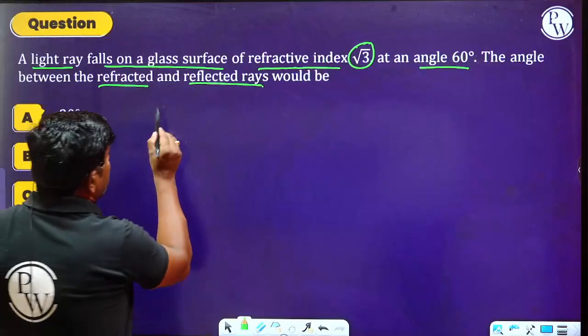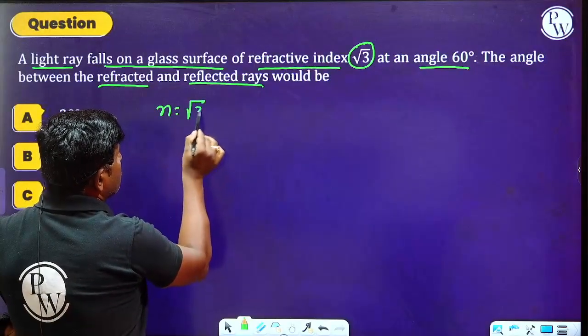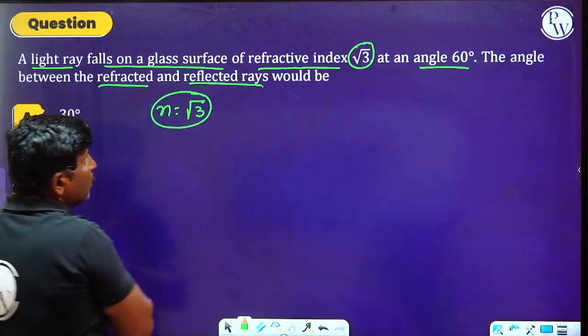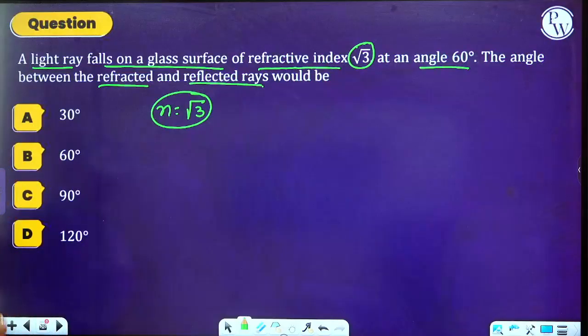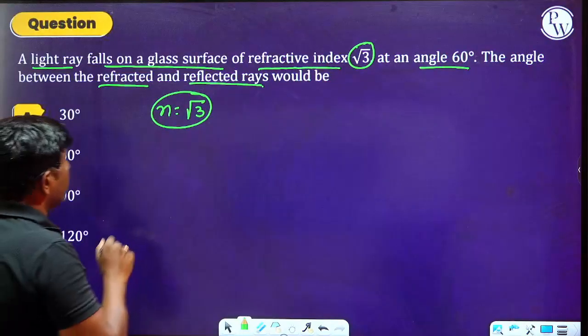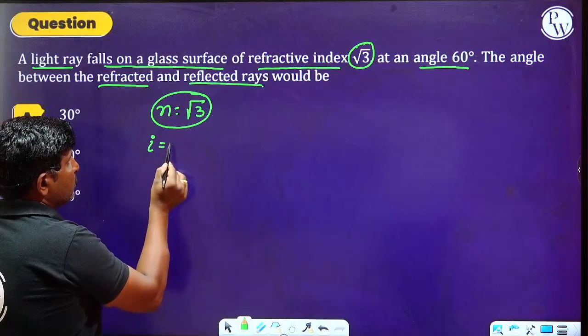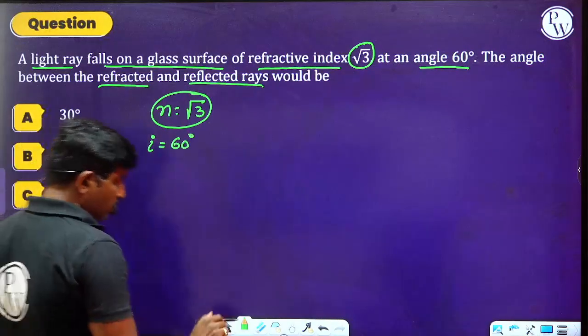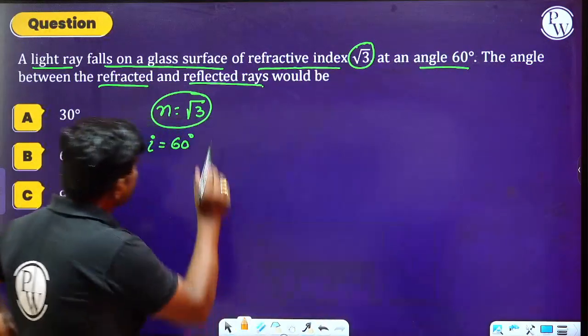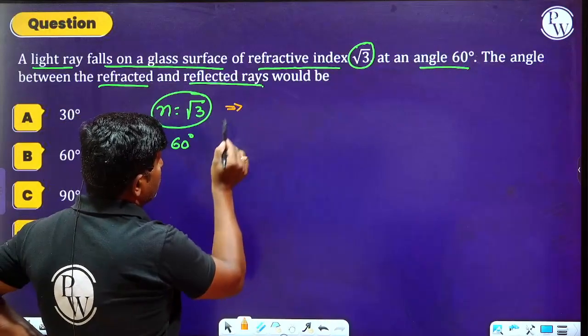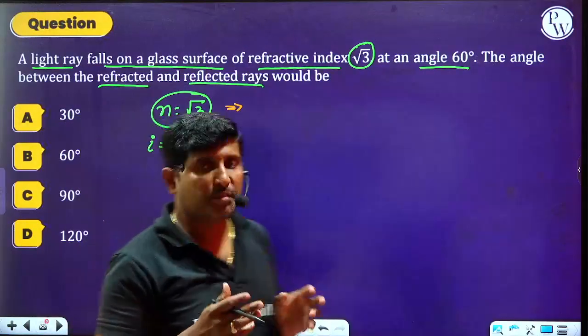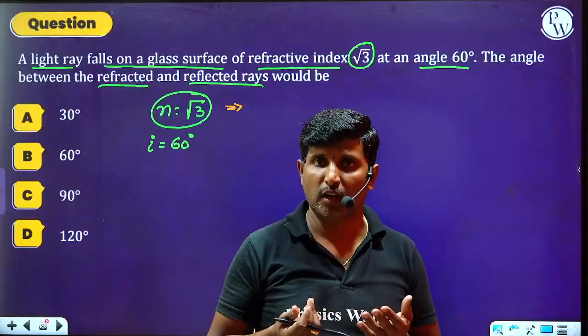So refractive index is given to you. n is equal to root 3. Okay. So at an angle 60 degree, therefore, the angle of incidence is equal to 60 degree. So please check it here. n is equal to root 3. Okay. And this is the problem which is based on what is it?